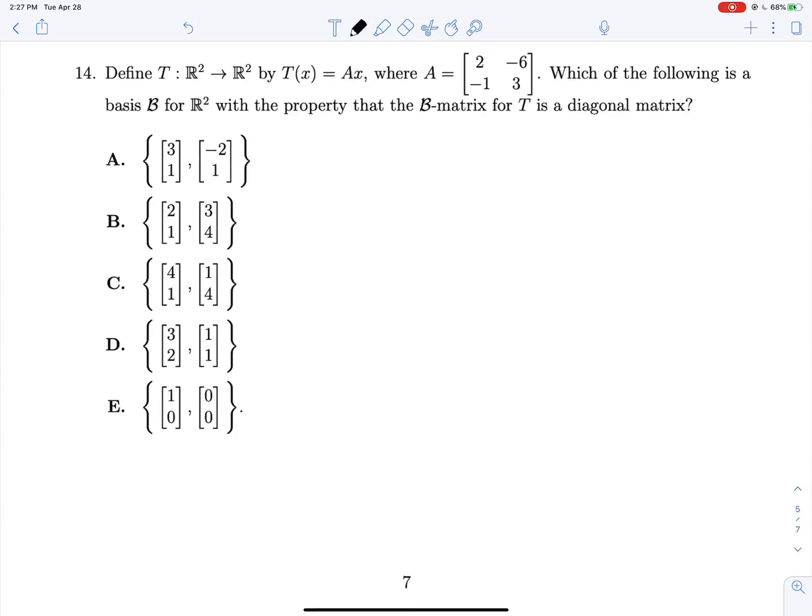Number 14, so we're dealing here with an eigenbasis. What they're asking is, we have a transformation from R2 to R2, and which of the following is a basis B for that transformation with the property that the beta matrix for T is a diagonal matrix. I still am not completely sure what a beta matrix is.